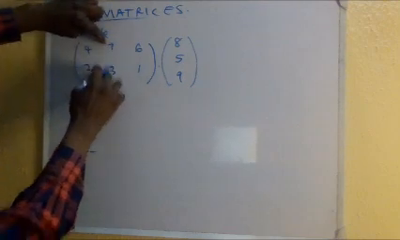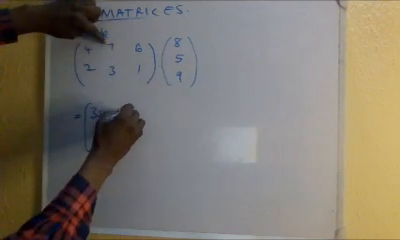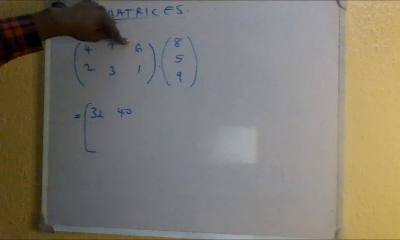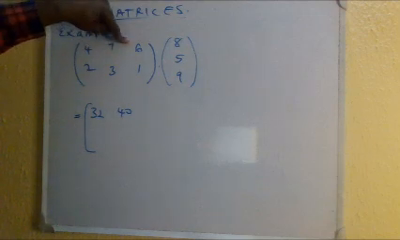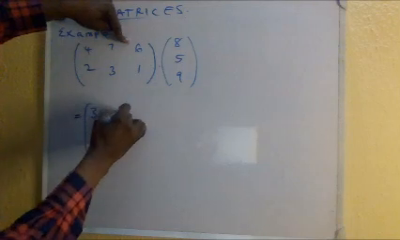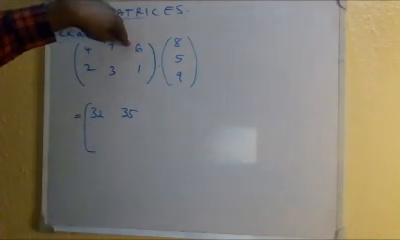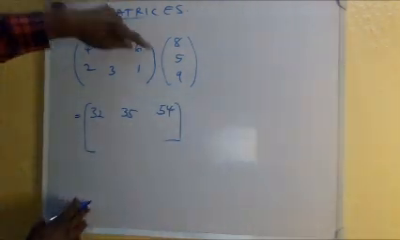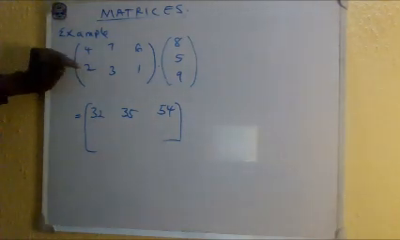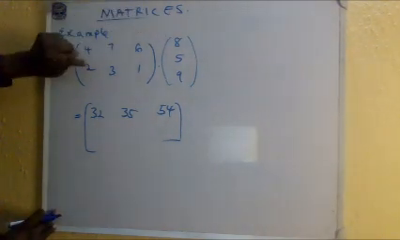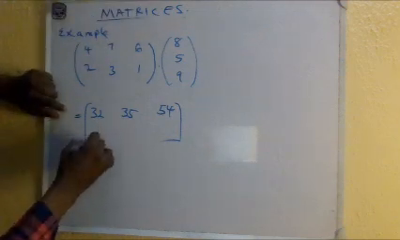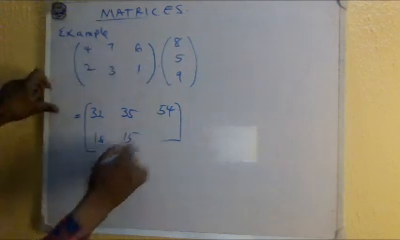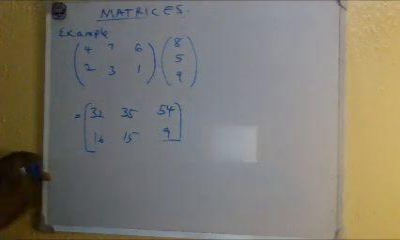Then second element 7 times 5 is 35, not 40. 6 times 9 is what? 54. Okay. So the next row: 2 times 8 is 16. 3 times 5 is 15. And 1 times 9 is 9. This is the answer. So you see the pattern.